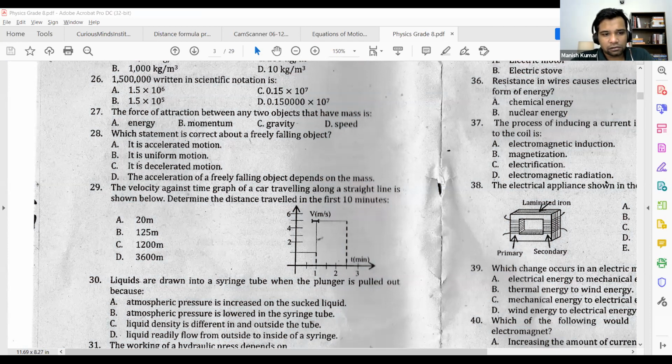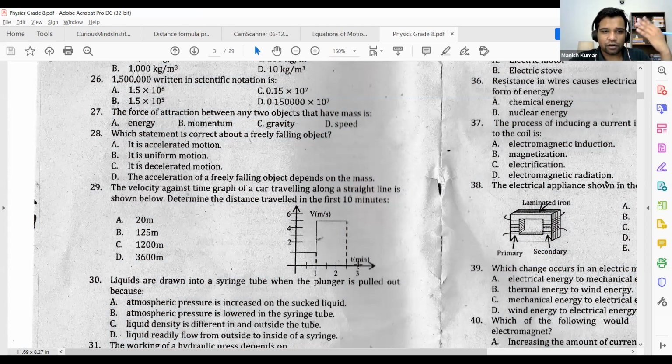So between 1 and 2.5 minutes, the velocity is 5. But after 2.5, isn't the velocity 0? I would look at it and say that the velocity is 0. I don't see any graph, which means that the line is here. So the velocity after 2.5 minutes is 0.